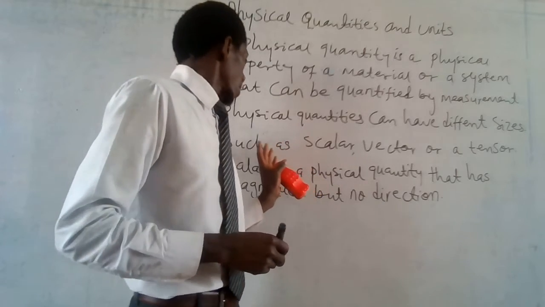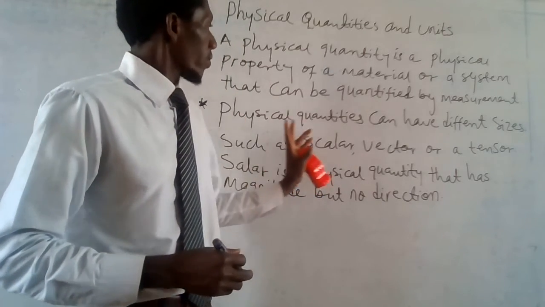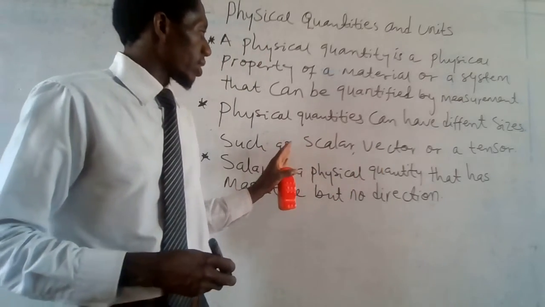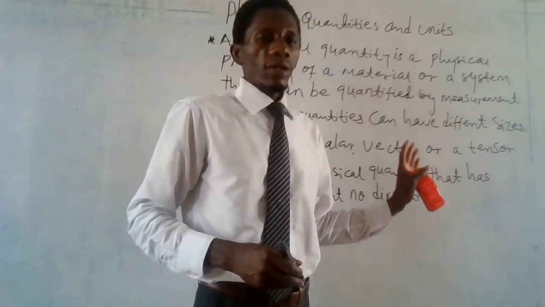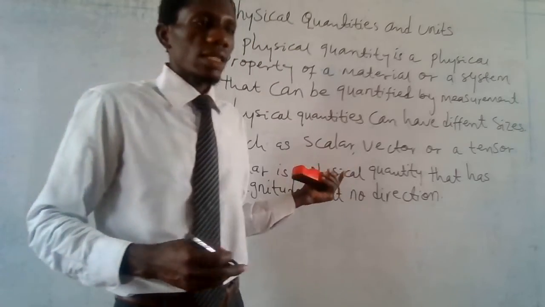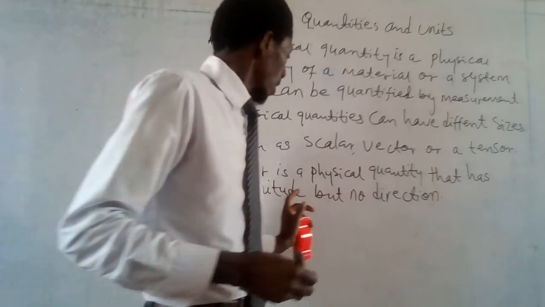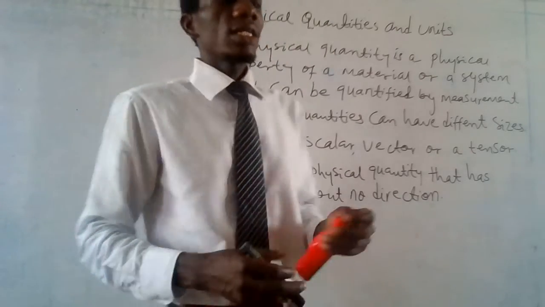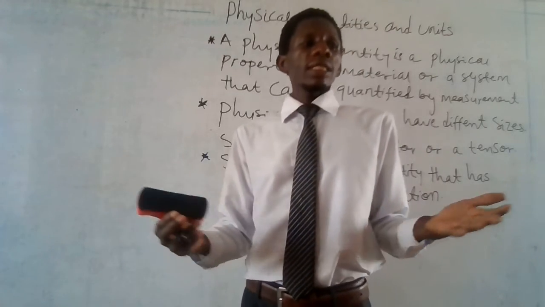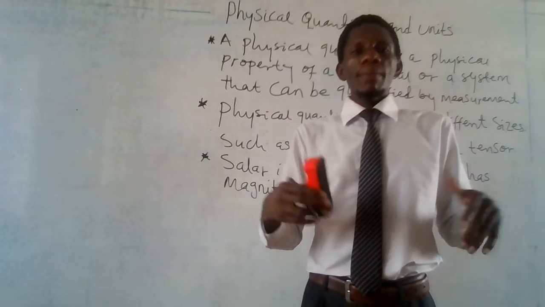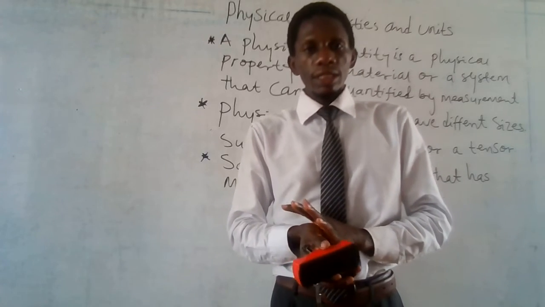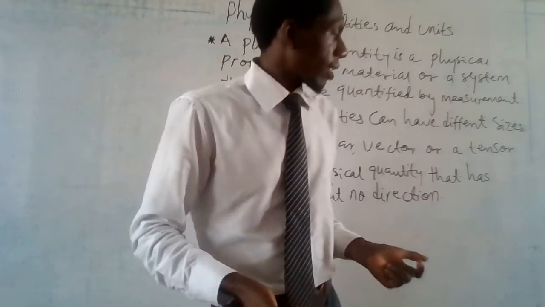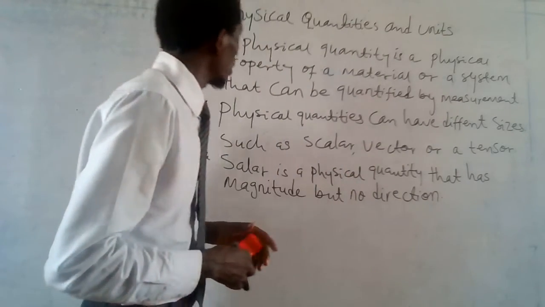So I said that physical quantities can be of different size. It can be scalar, vector, or a tensor. So let me explain vectors. Vectors are physical quantities that possess both magnitude and direction. A vector quantity has both magnitude and direction, unlike a scalar.